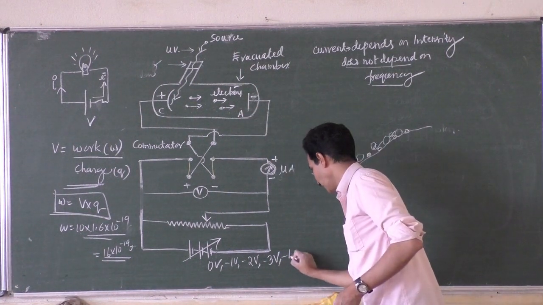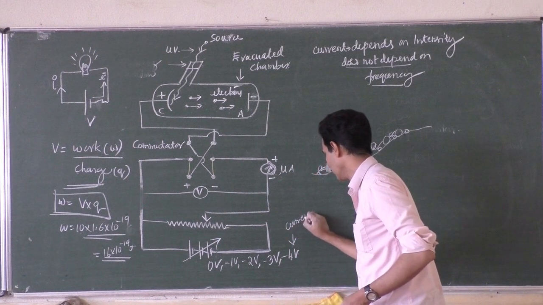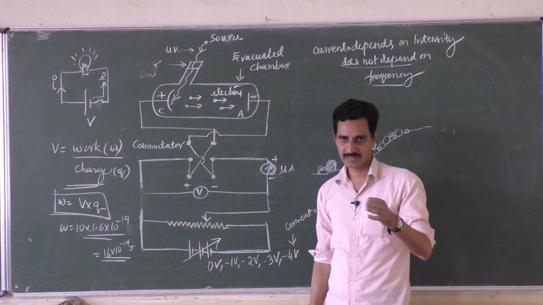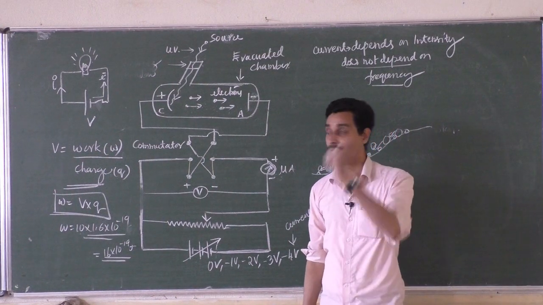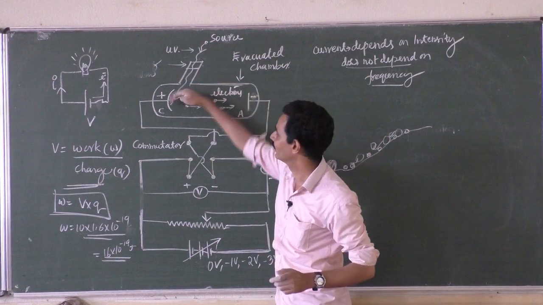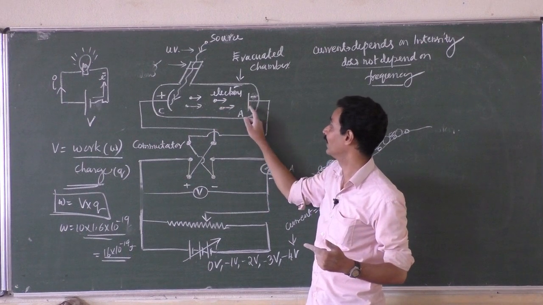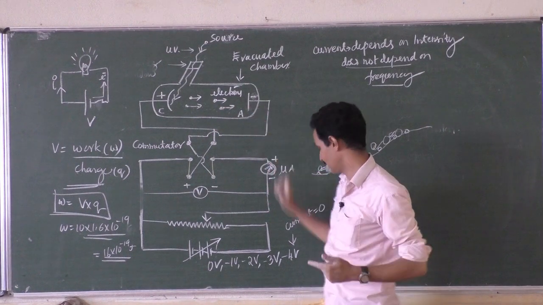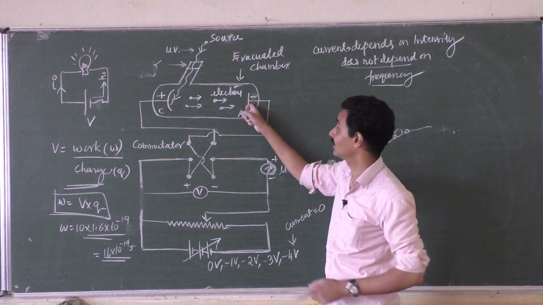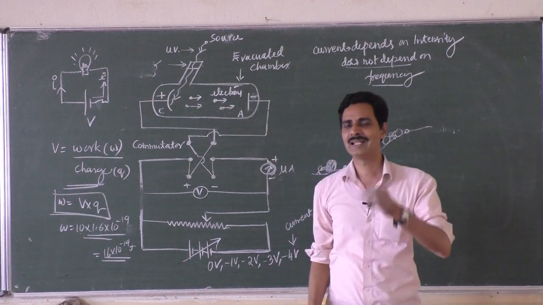Say when I make it minus 4 volt, current becomes zero. What do you mean by that? Does it mean that photoelectric effect is not occurring? No, photoelectric effect is beautifully occurring. Light is falling on this, electrons are emitted, but electrons are not given any welcome, because the anode is given sufficient negative potential, and that negative potential is sufficient enough to stop the final electron also.